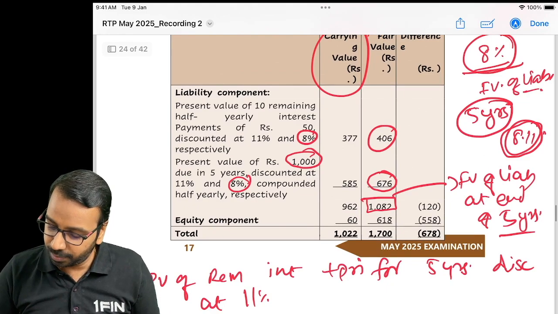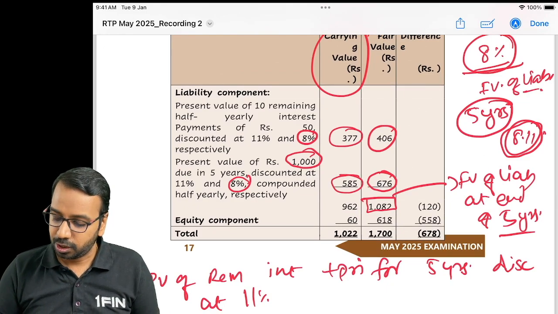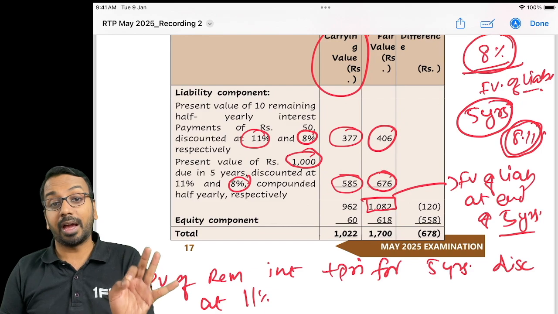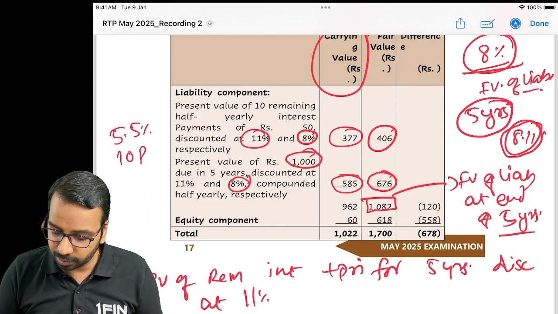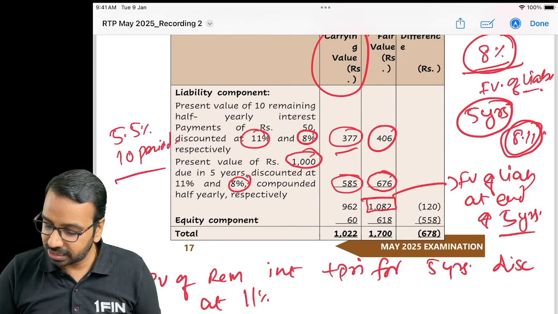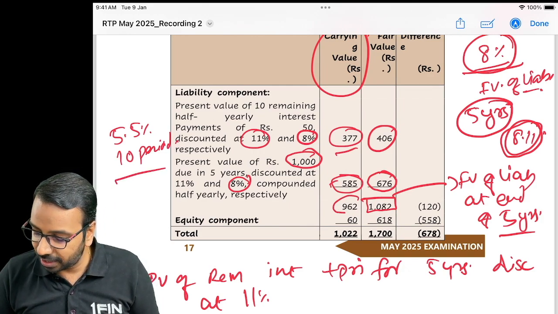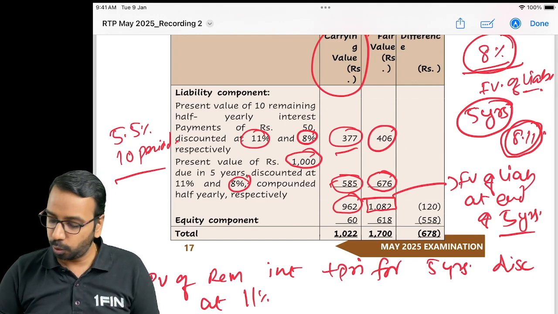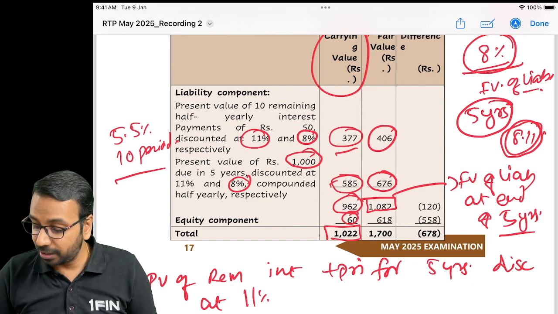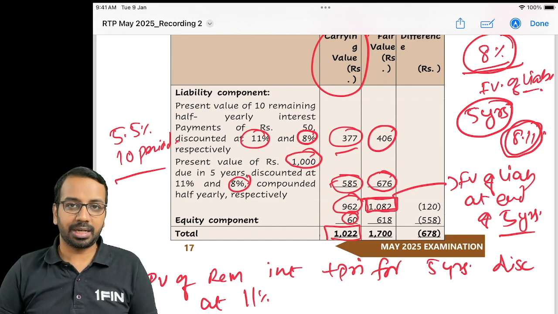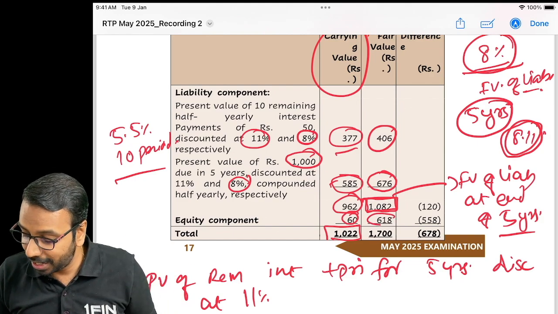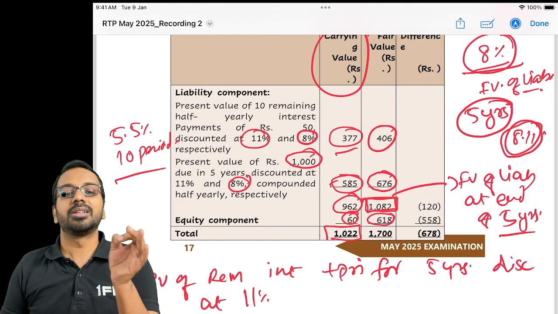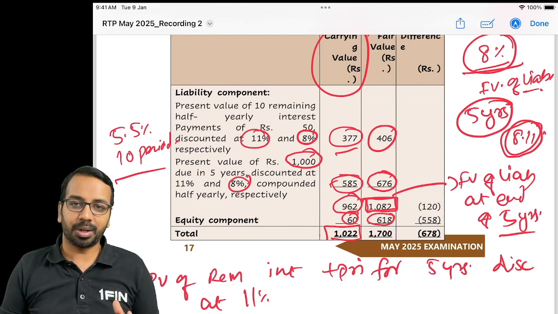Alright. So the present value becomes 377 and 585. For this also at 11%, for 5 years, calculate the present value factor, which is 5.5% for 10 periods. So this is 377, 585. So the carrying amount of the liability is 962, equity is 60. The total value is 1022. The fair value 1082 is the liability's fair value, 1700 is the fair value of the convertible debentures. So the balance 618 represents what? 618 represents the equity component fair value.